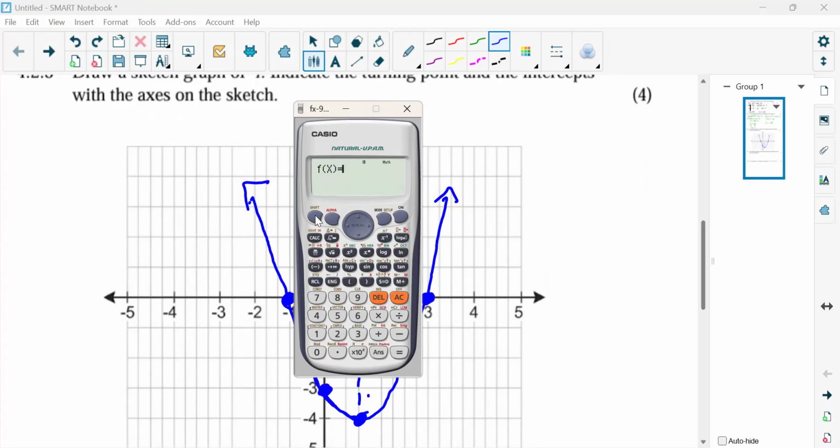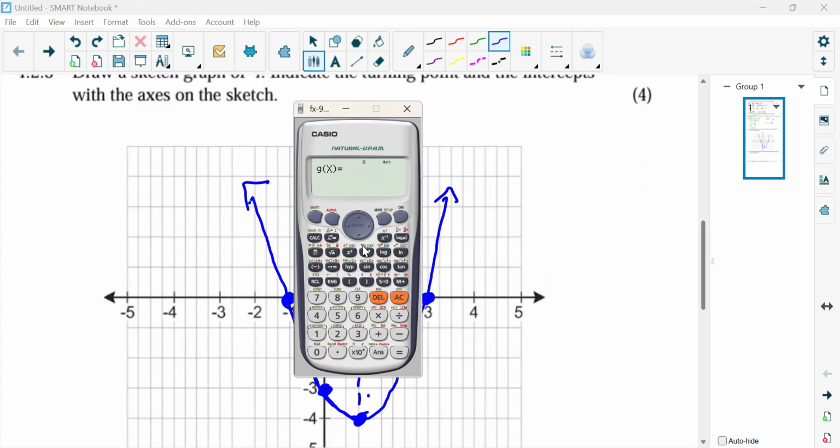It's going to be equal to. Now, you're going to put X. How do you put X? You say alpha and then you press X. Close bracket. And then you say x squared minus 2 alpha X, yeah, X minus 3. Minus 3, yeah. Then it's going to give you the next step.